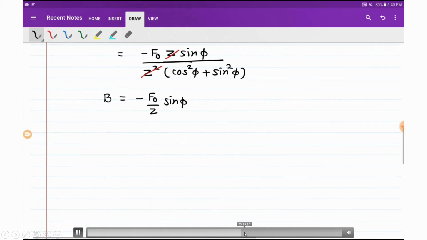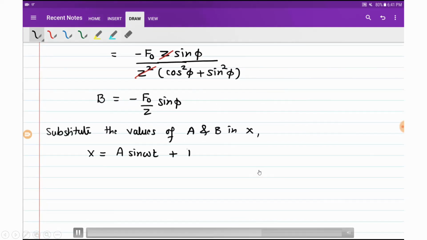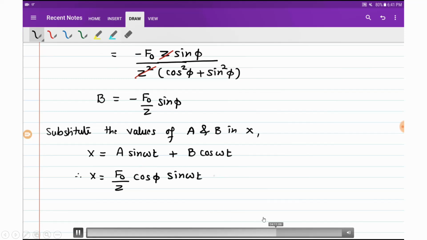So these are the values of a and b which we can easily substitute in the expression of displacement x, that is a sin omega t plus b cos omega t. So this was our first expression. Now the value of a is f0 by z cos phi times sin omega t, and b is nothing but minus f0 by z sin phi, and cos omega t as it is.